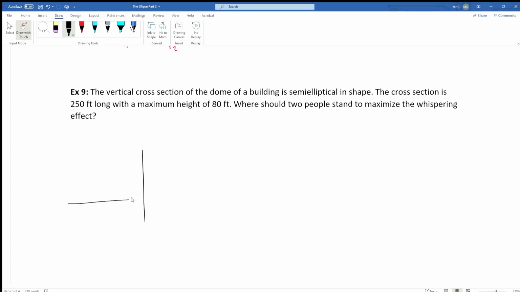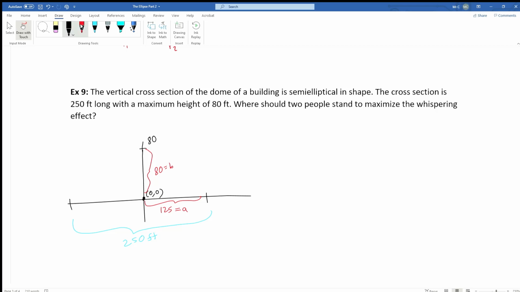Well, I'm just going to draw the vertical cross section. Now, I'm going to center this at 0, 0, because that, of course, makes things easier. And the height is 80 feet here. Now, this entire distance horizontally is 250 feet. But that means that the distance from the center is 125. So 125 is my a, and 80 is my b.